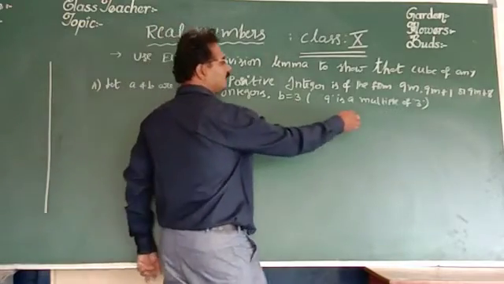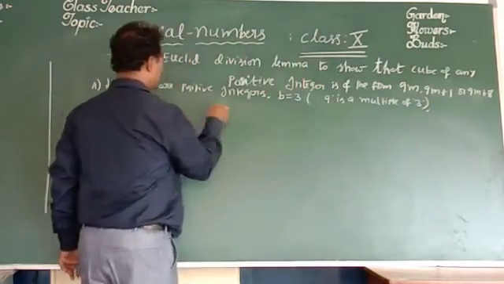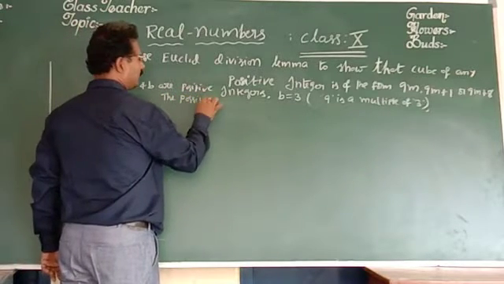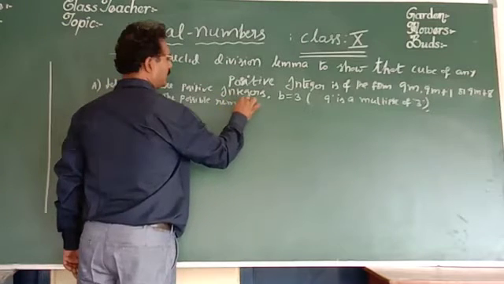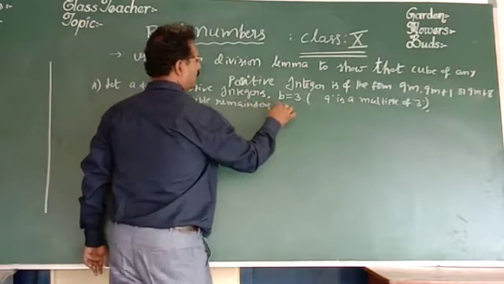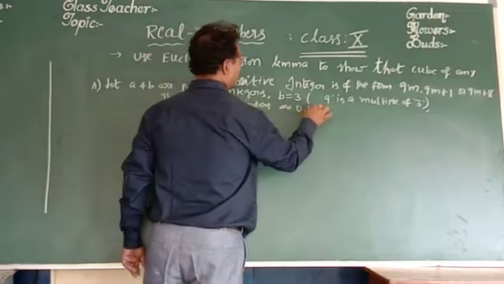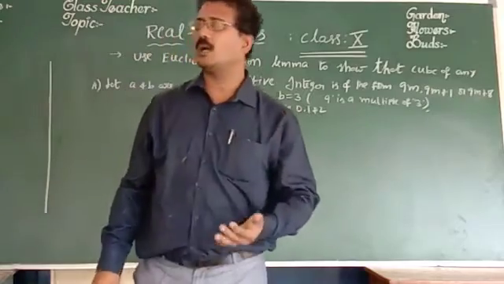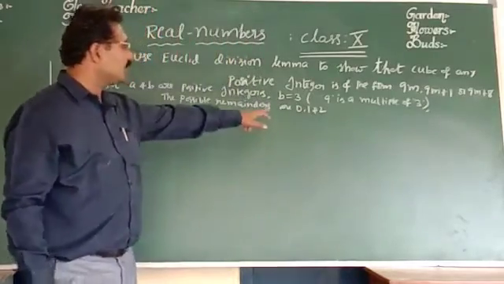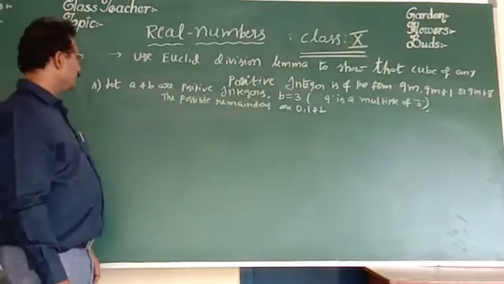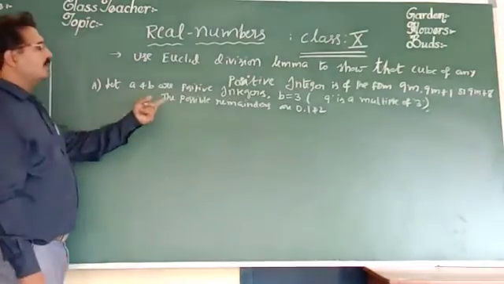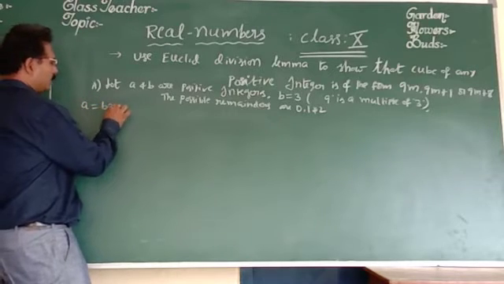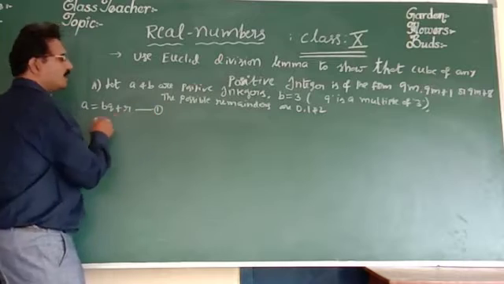Now if you write b is equal to 3, what are the possible remainders? The possible remainders are 0, 1 and 2. Why? Because what is the condition? 0 is less than or equal to r and r is less than b. So that's why the possible remainders are 0, 1 and 2. Now we see the problem. Now first, a is equal to bq plus r. That is called equation number 1.